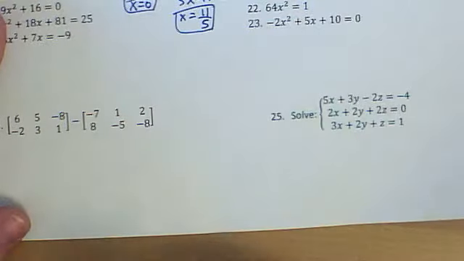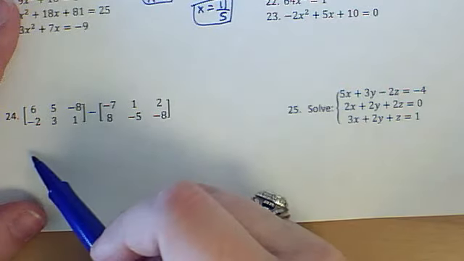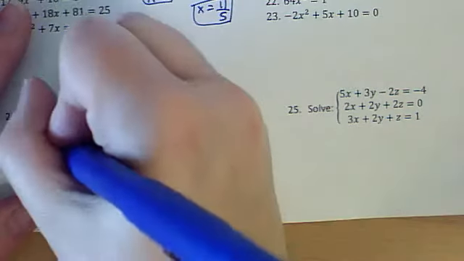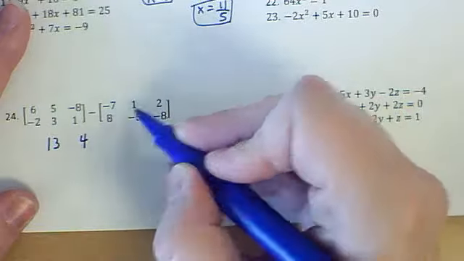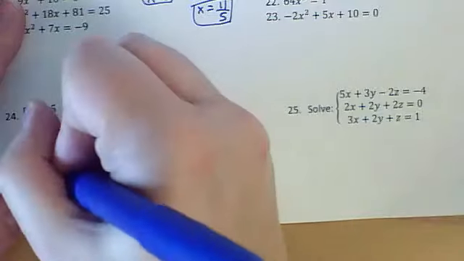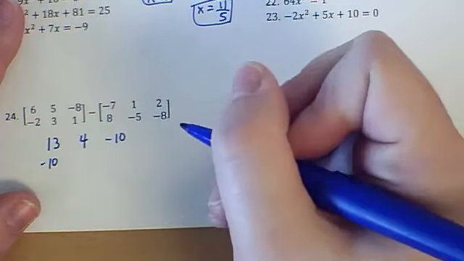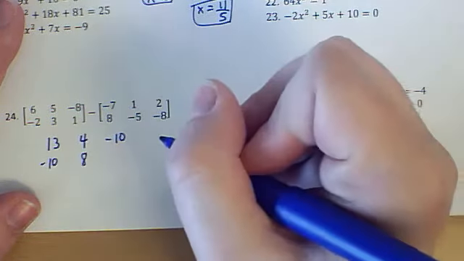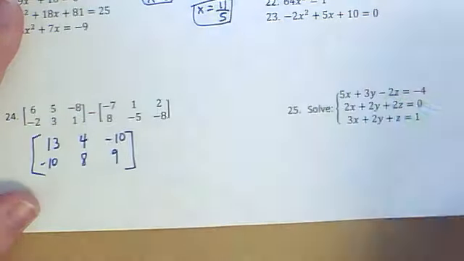Okay, these are matrices back at the beginning of the 6 weeks. So here, subtraction, you're just doing exactly what it says. So 6 minus negative 7 is 13. 5 minus 1 is 4. Negative 8 minus 2 is negative 10. Negative 2 minus 8 is negative 10. 3 minus negative 5 is 8. And 1 minus negative 8 is 9. So that's your resulting matrix, and you're done.